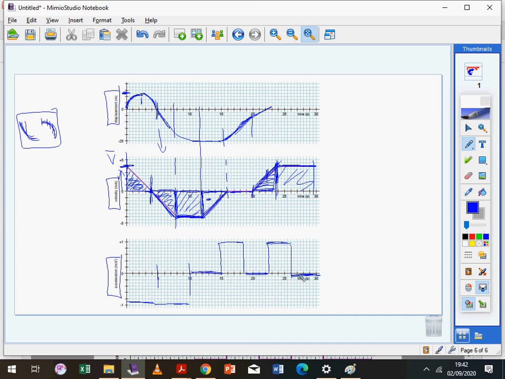So I'm going to give you some practice questions and some homework questions so that you can practice how to convert between motion graphs. All right.